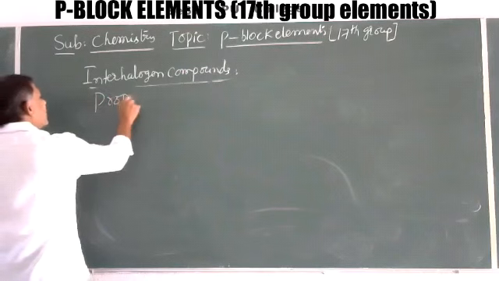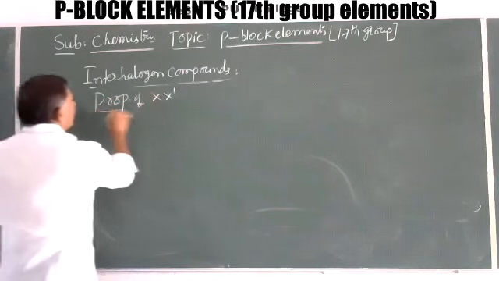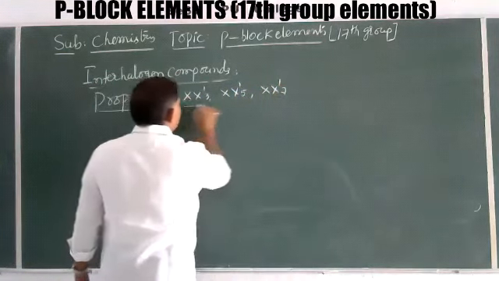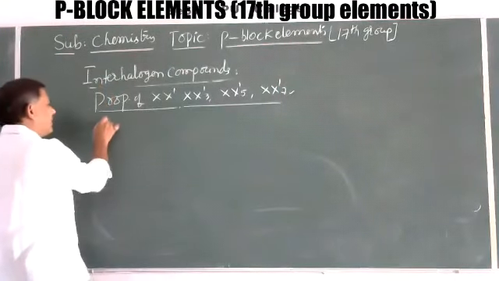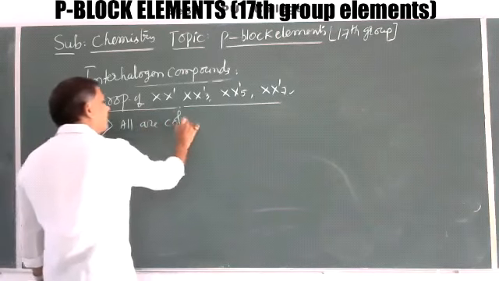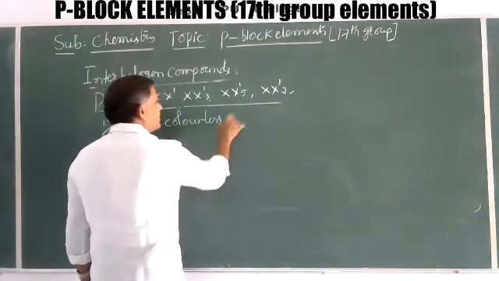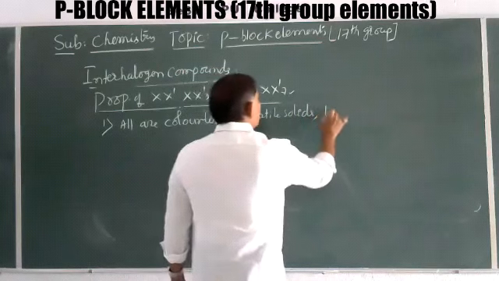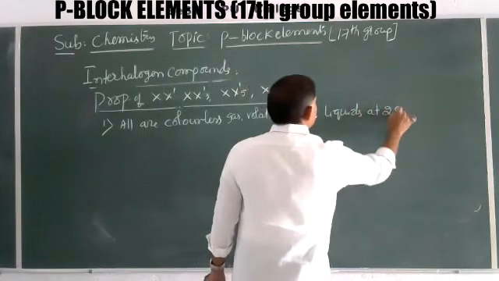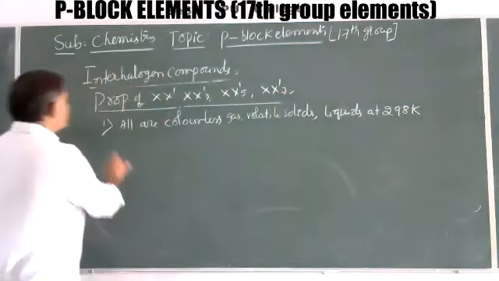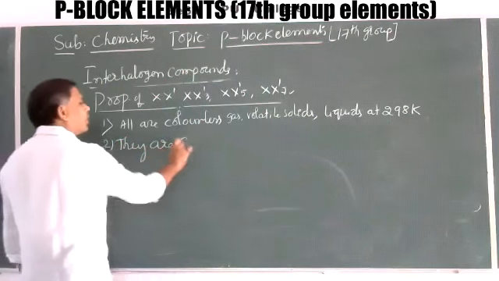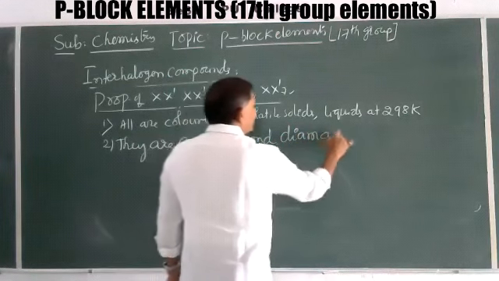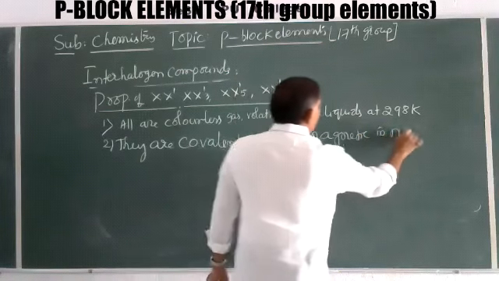Here are the properties of these XX' model interhalogens, maybe XX'3, XX'5, XX'7. All these are the different types of interhalogens. First, all are generally colorless. Depending upon the situation, they may be gases, volatile solids, or liquids at 298 kelvins. Generally, they are covalent and diamagnetic in nature.